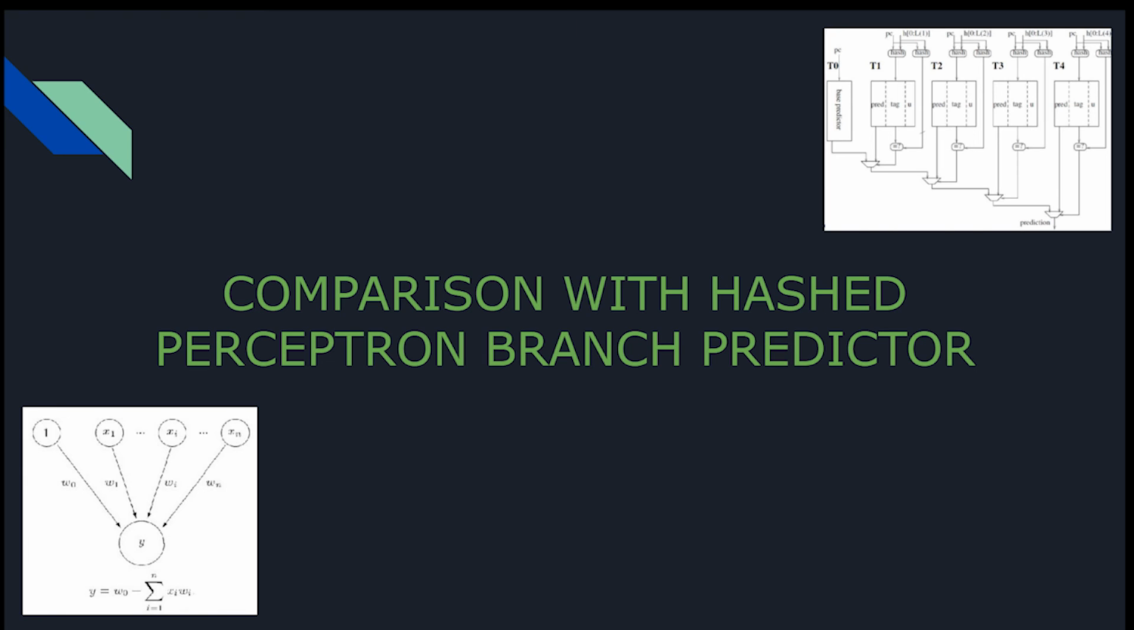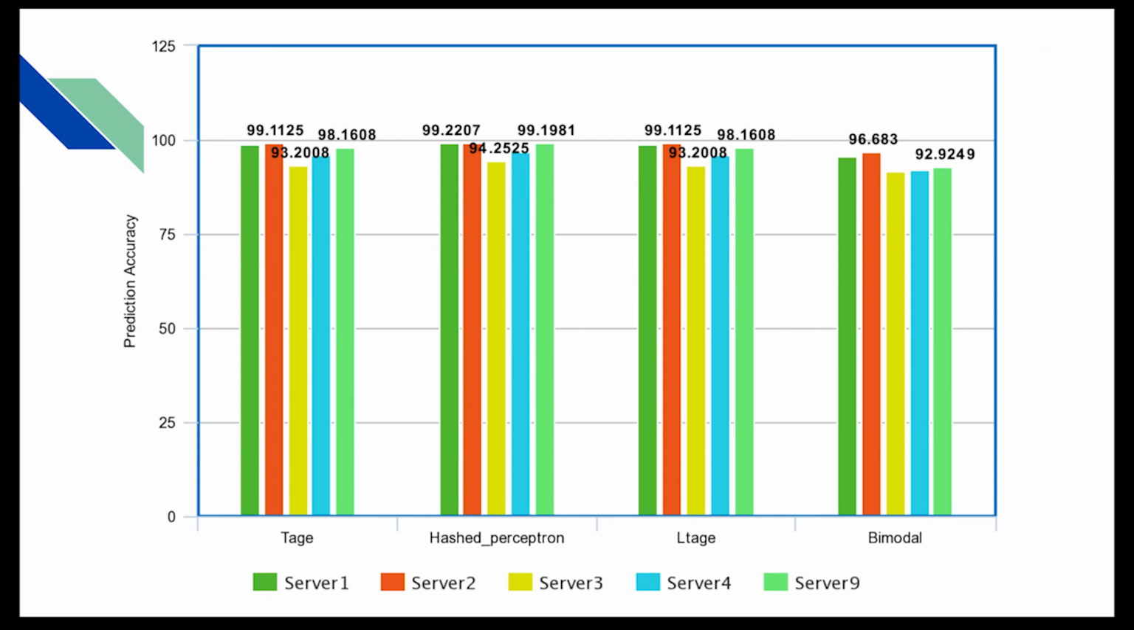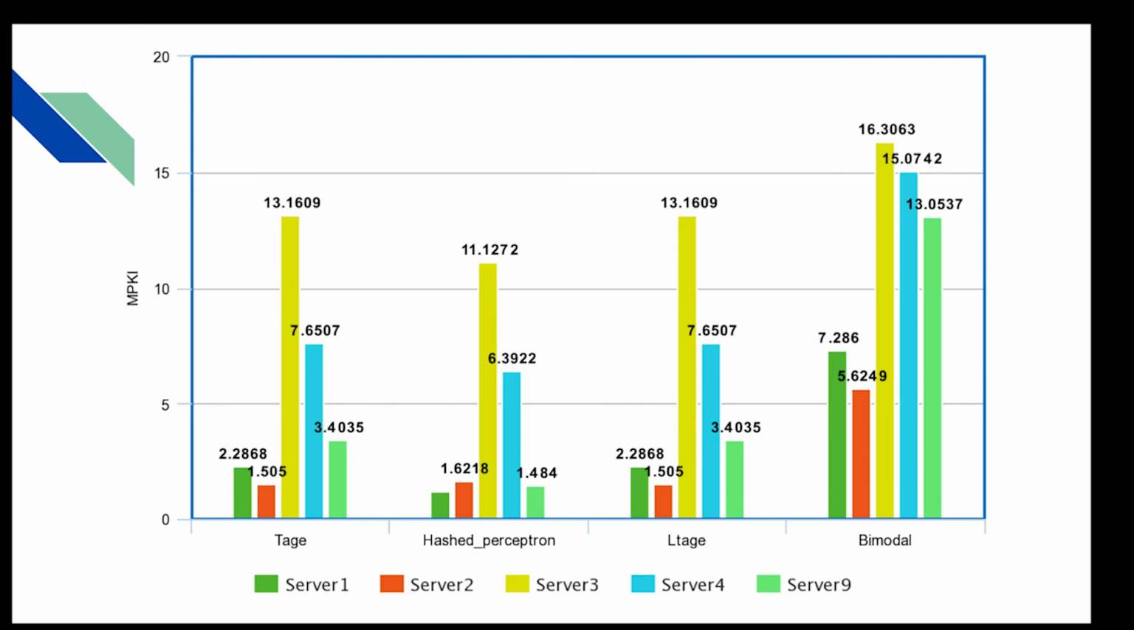The results that we obtain from the L-TAGE and TAGE predictors are compared with the bimodal predictor and a hashed perceptron branch predictor. As observed in the bar chart, TAGE and L-TAGE show an improvement in accuracy over the basic bimodal predictor and show similar results with respect to the hashed perceptron. We also observed a decrement in MPKI values for the TAGE and L-TAGE predictors with respect to the bimodal predictor, while the values are similar to the hashed perceptron.